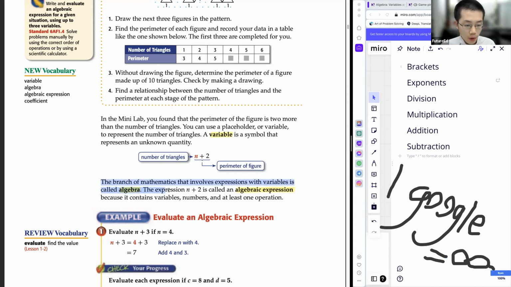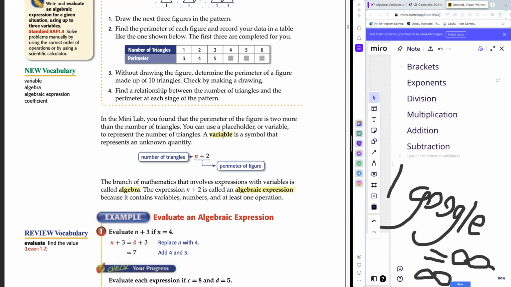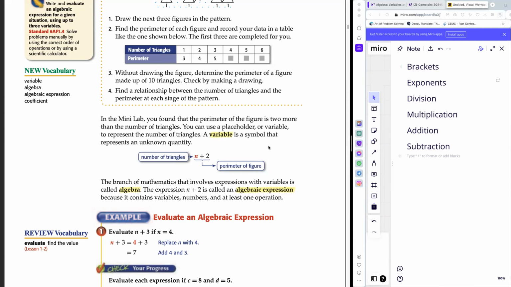Starting with "The branch of mathematics." The branch of mathematics that involves expressions for variables is called algebra. The expression n plus 2 is called an algebraic expression because it contains variables, numbers, and at least one operator.